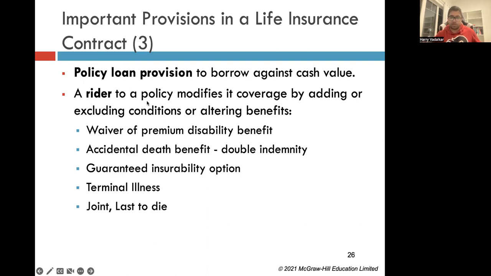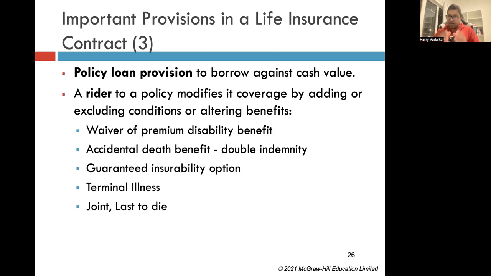A rider to a policy is something that modifies or adds to a life insurance policy. A rider modifies its coverage by adding or excluding conditions or by changing benefits. There is the waiver of premium disability benefit. So if something happens to the policy holder, like some kind of disability, the insurance policy will continue, but they don't have to pay any premiums. This is a rider that you can add to the policy you're buying.